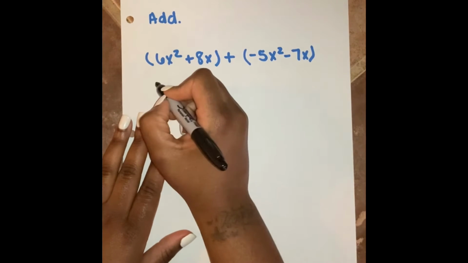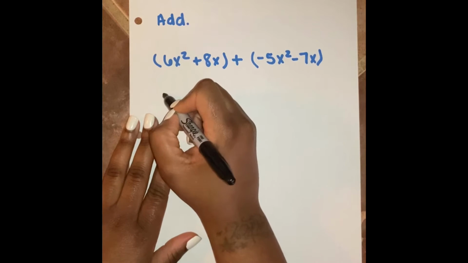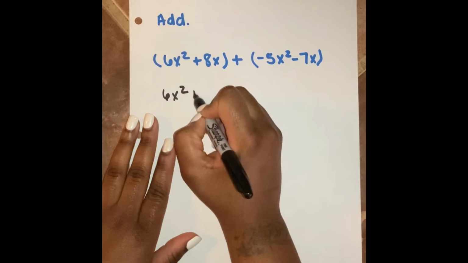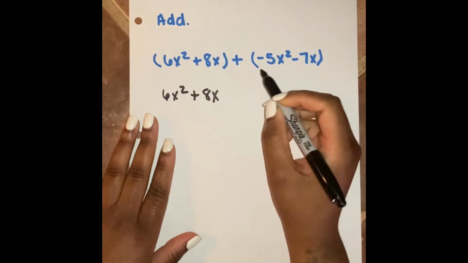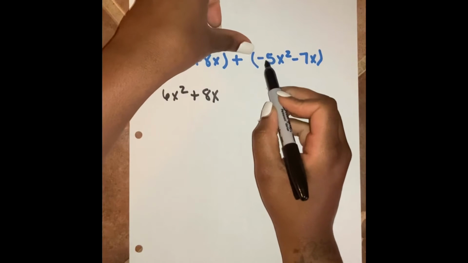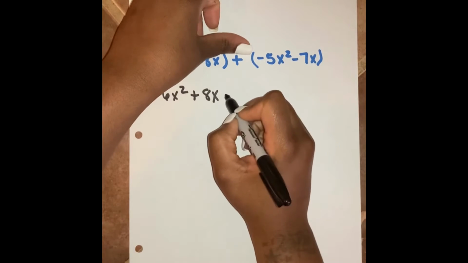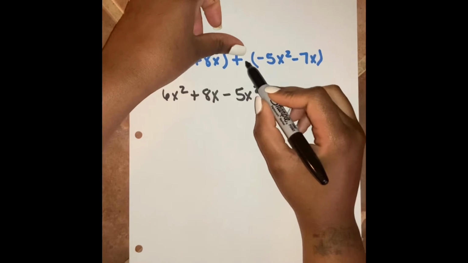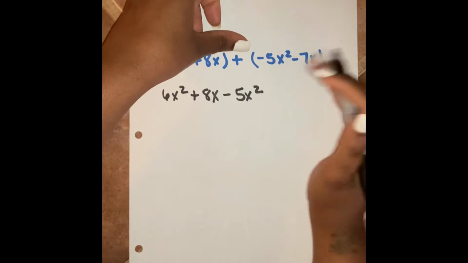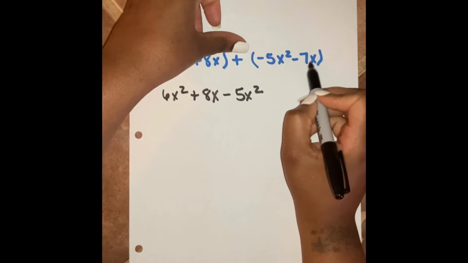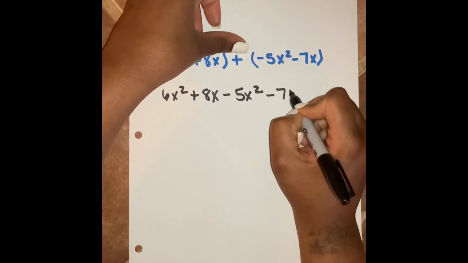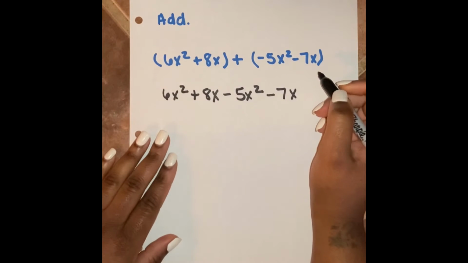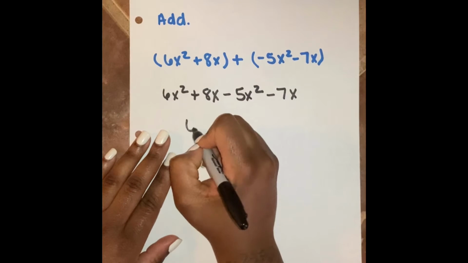Okay, so we have 6x squared plus 8x, and we have a positive 1 times a negative 5x squared, which gives us a negative 5x squared. And we have a positive 1, and the 1 is understood, times the negative 7x, which leaves us with a negative 7x. So here we see we have the like terms.